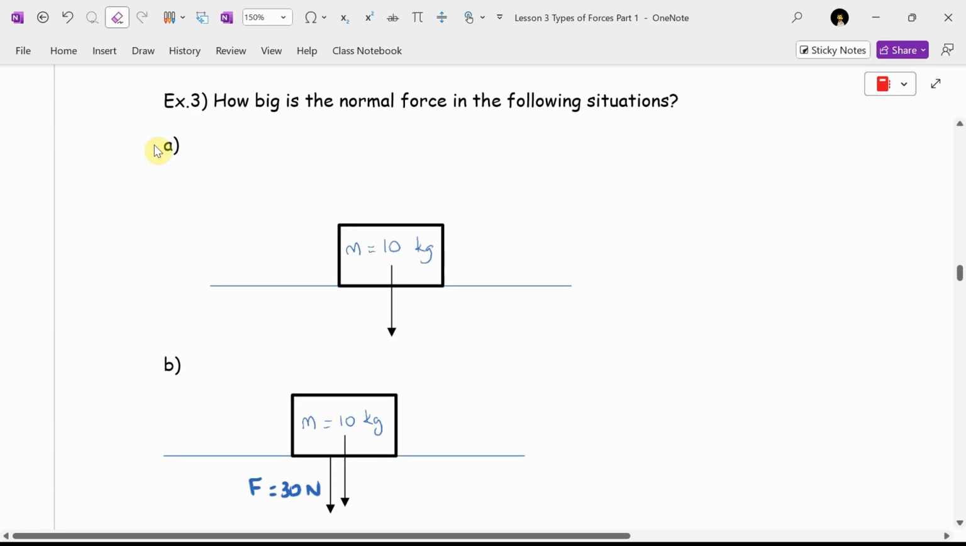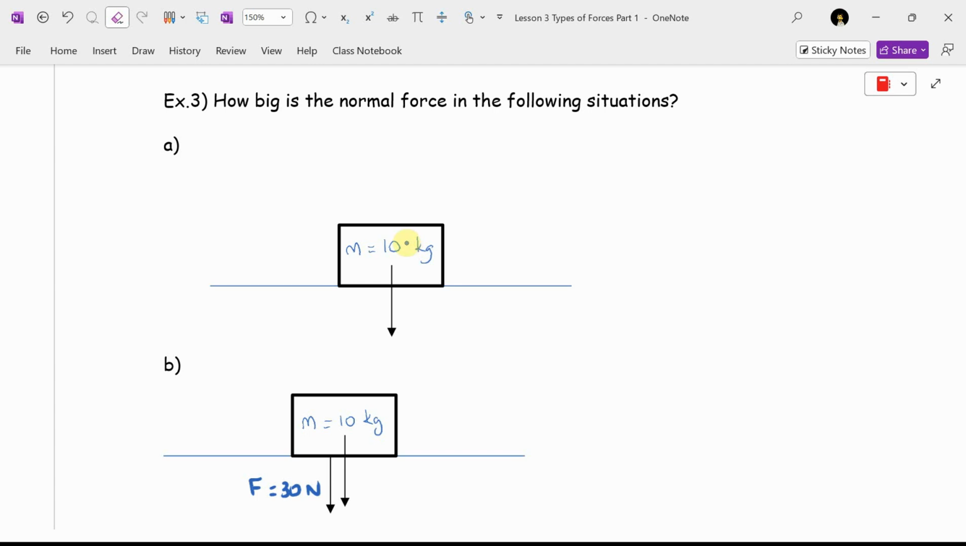I like example 3. It says, how big is the normal force in each of the following situations? So this first one here, they want us to find the normal force. This is a job for a free body diagram. Although, did they give me a picture? I'm going to label the picture.